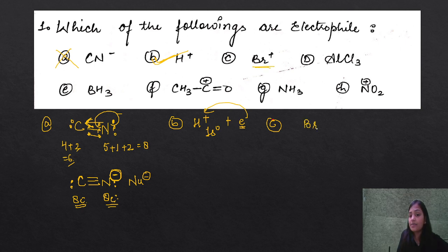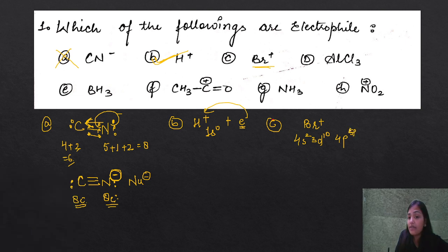Again, in the case of Br positive, it is ultimately a deficient orbital. Bromine comes with fluorine and chlorine, and it is in period number 4. So the configuration is 4s2, 3d10, and 4p. In the 4p, we generally have 5 electrons, but because here we have a positive charge, it will not have 5 electrons.